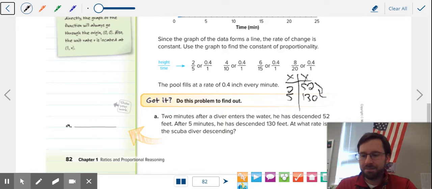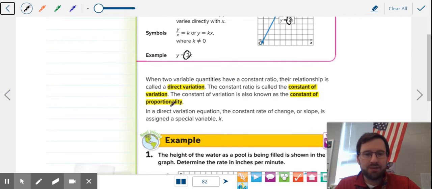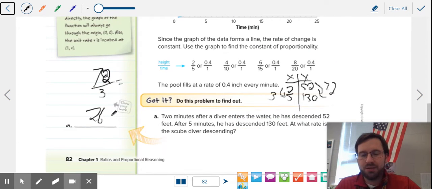I can't type. 78. It's a change of 78. And 5 minus 2 is 3. So the change is 78. I wrote 72, where the 2 came from, I don't know. 78 over 3. If you divide that, you get 26. So it's a rate of change, or in this case, it's the constant of proportionality. It's the constant of variation. It's all the same basic thing, a unit rate of 26 feet per minute is what they're diving at.